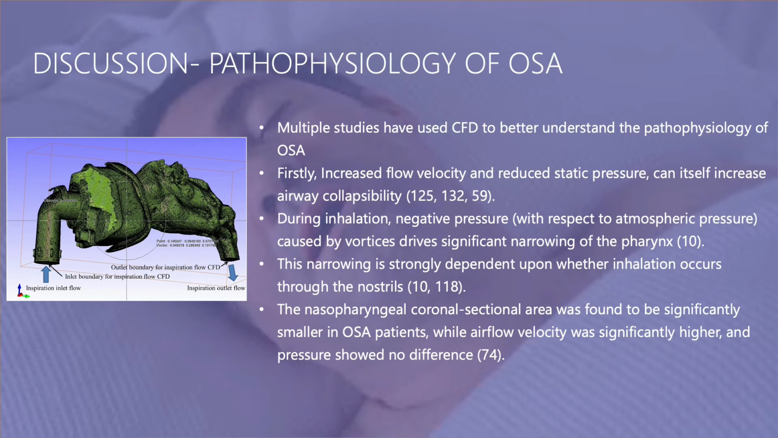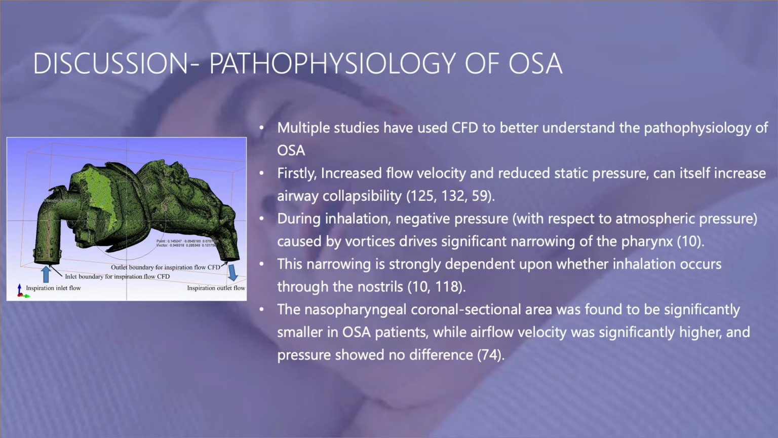After review of all of these papers, we found some information we assume would be helpful in the field of OSA. Multiple studies have used CFD to understand the pathophysiology of OSA. At first, increased flow velocity and reduced static pressure can itself increase the airway collapsibility. During inhalation, negative pressure caused by vortices drives significant narrowing of the pharynx. This narrowing is strongly dependent on whether inhalation occurred through the nostrils.